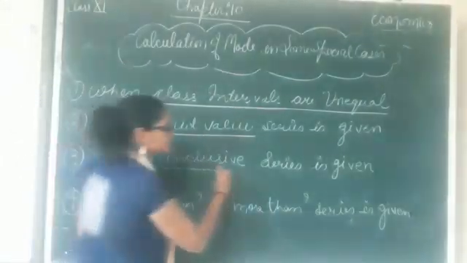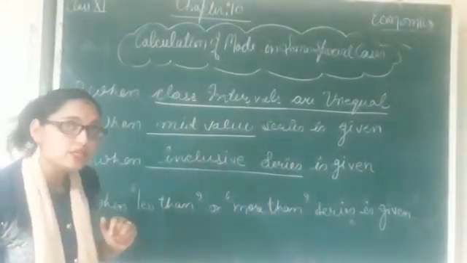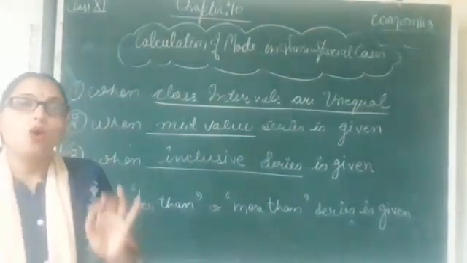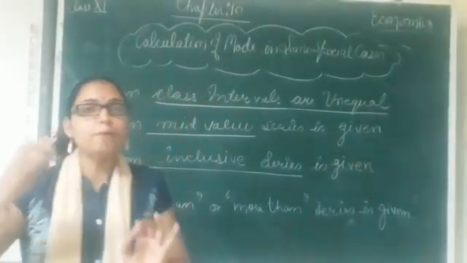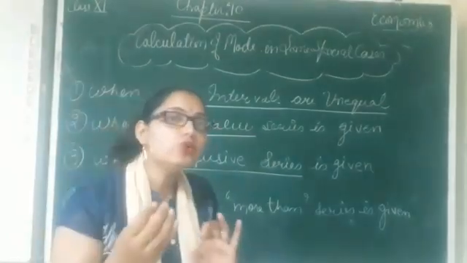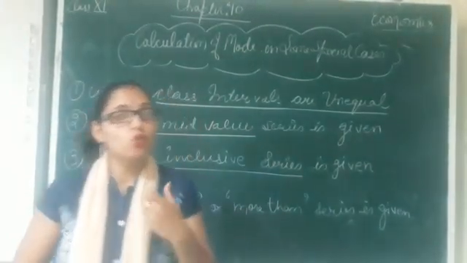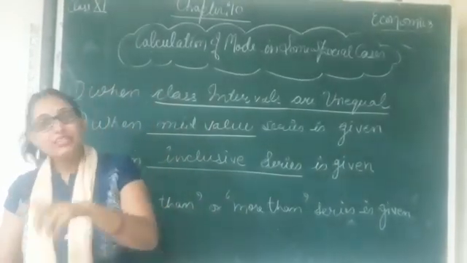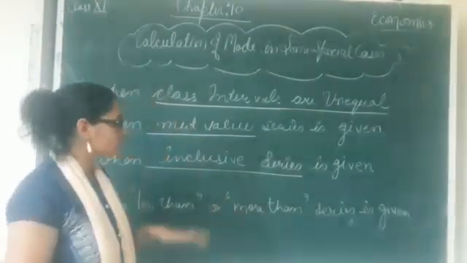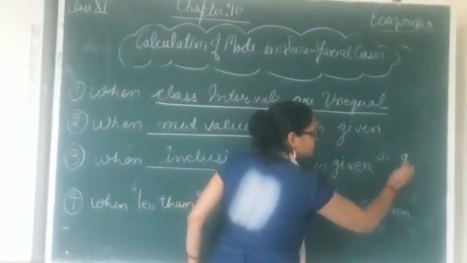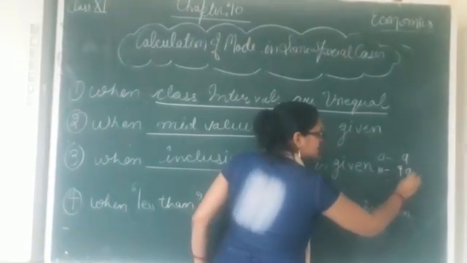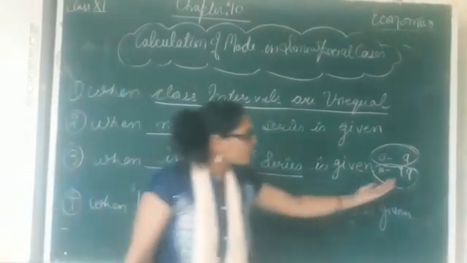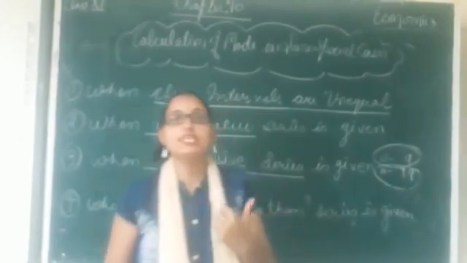Third is when the inclusive series is given in the question. Remember, it's a series whereby the class intervals do not exclude the upper limit of the class intervals. Such a series is known as inclusive series, like 0 to 9, 10 to 19, 20 to 29. These class intervals are known as inclusive series. Here 9 is included in this interval and 19 is included in this interval. So this includes the upper limit in the class interval, that's why it is known as inclusive.